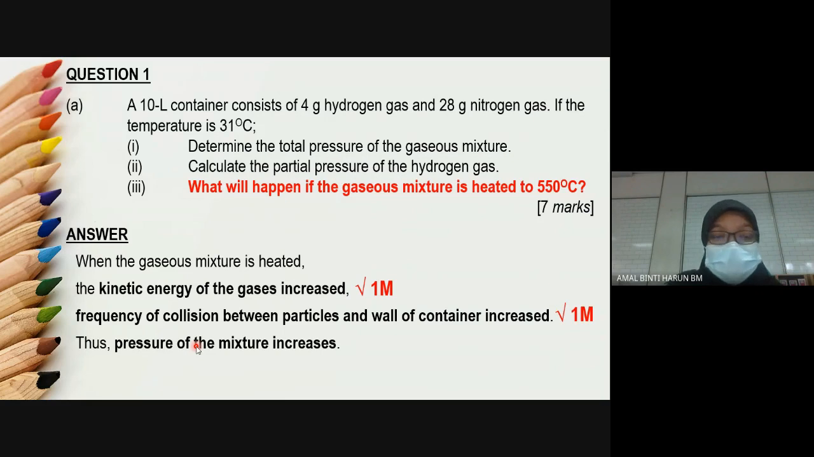So the effect is that the pressure of the gas mixture increases. If you revise the kinetic molecular theory, it tells you the effect of increasing the pressure.